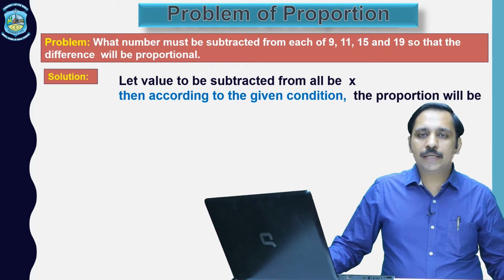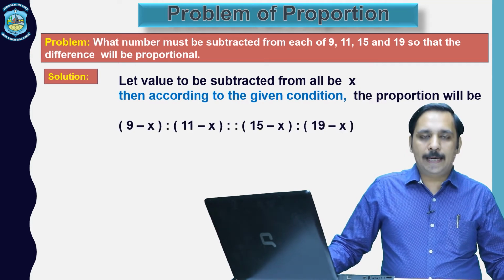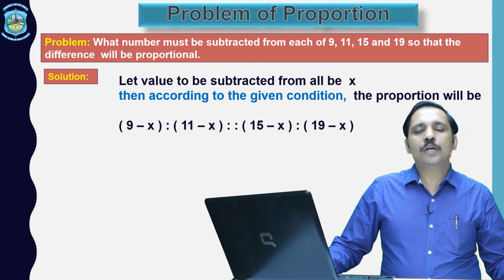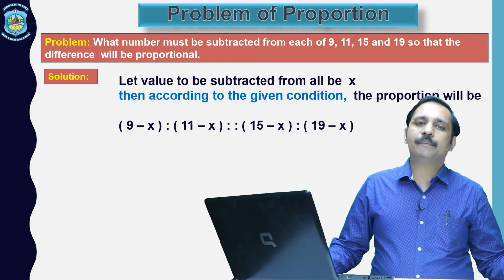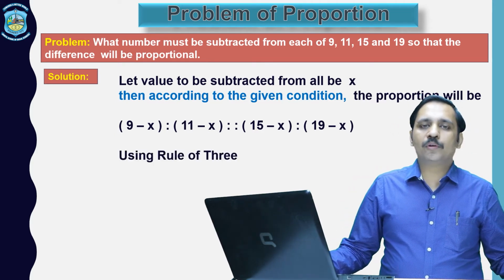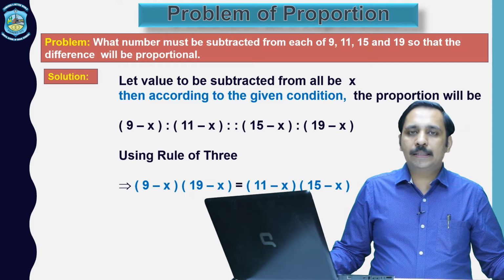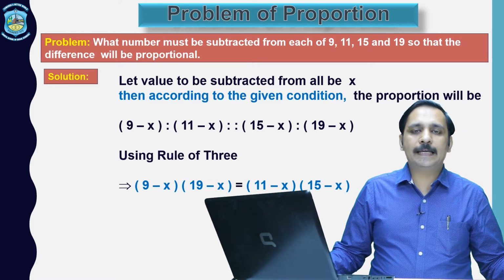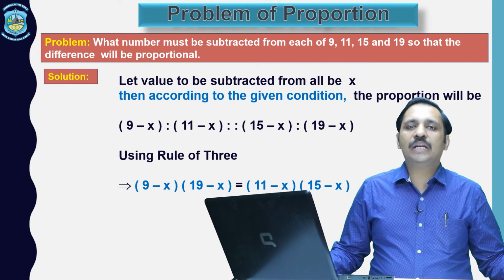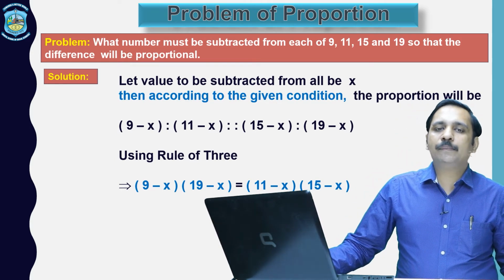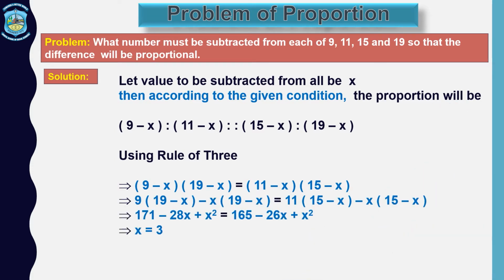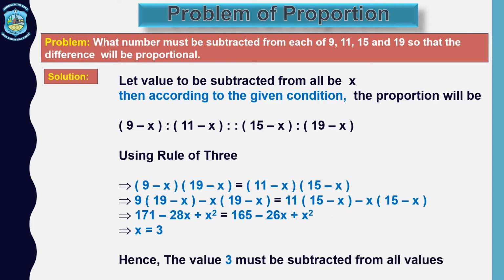Then according to the given condition, the proportion is 9 minus x is to 11 minus x, proportional to 15 minus x is to 19 minus x. Again, using the rule of 3, we have to multiply the mean terms and extreme terms. So we have 9 minus x multiplied by 19 minus x, equal to 11 minus x multiplied by 15 minus x. Just open the brackets and solve it. We will get the value of x as 3. Hence, the value 3 must be subtracted from all of the values.